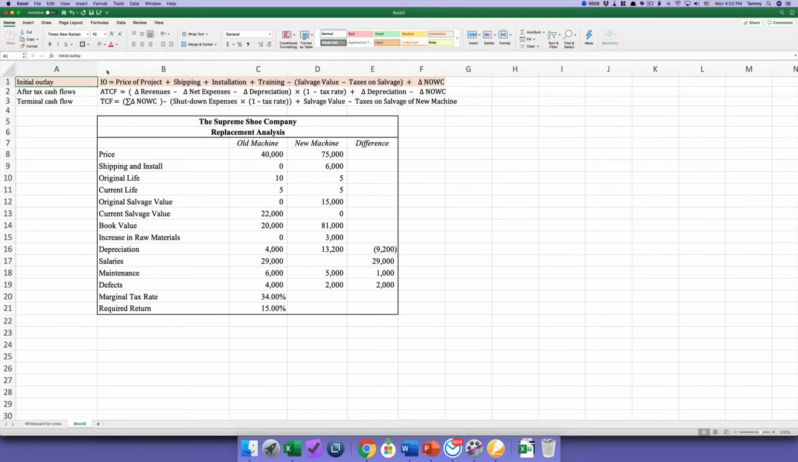All right. And then let's go ahead and see if we can find the relevant data that is involved in the initial outlay. Now, obviously for the initial outlay, we've got the price of the project. So color that one peach. And the shipping and install, color that one peach. Now, we don't have any training involved here. Let's look, though, at the salvage value.